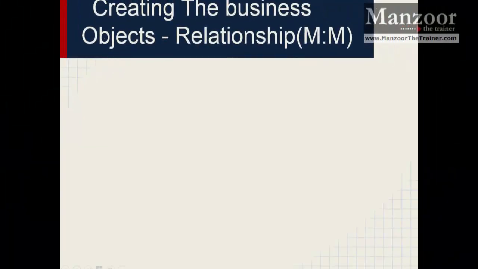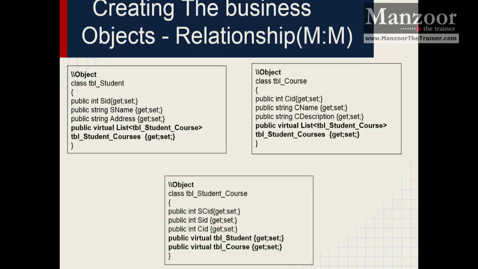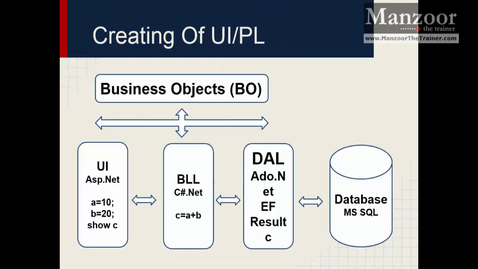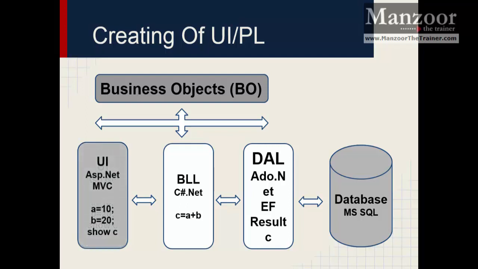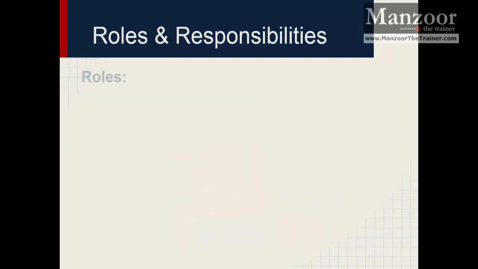So finally we are done with our business object layer. So let's have a quick review of the things that we have developed till now. We are done with our backend. We are done with our business object layer. Now it is the time for us to implement our UI, or you can say user interface, with the help of ASP.NET MVC. Now to implement this, again we need to look back into the roles and responsibilities.